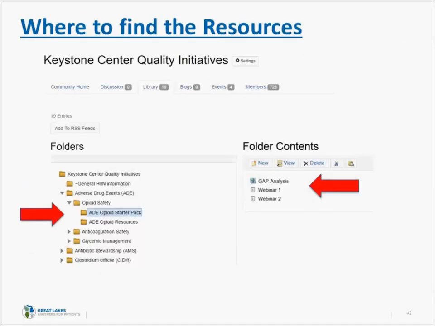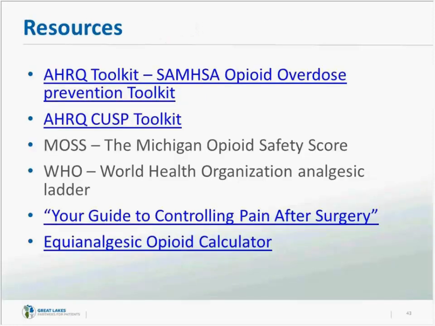Thank you, Dr. Soto, for your presentation. Resources for the ADE for opioids are available on the community site, as shown here on your screen. Down on the left-hand side, you'll see the harm areas. In each area of harm, there will be a starter pack folder and a resources folder. If you look in the starter pack folders in each area of harm, you'll see a link to the gap analysis. You'll see Webinar 1 and Webinar 2. And additional resources for each topic will be available in the resources folder.